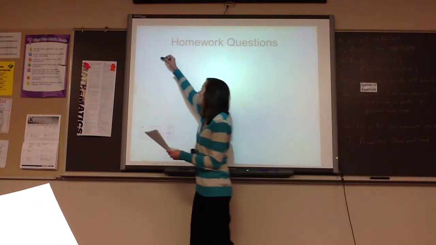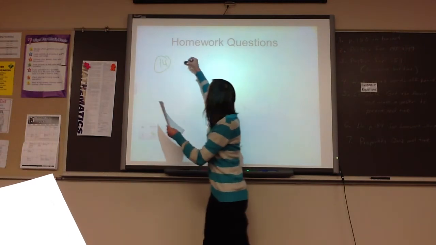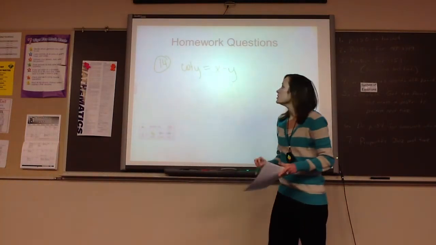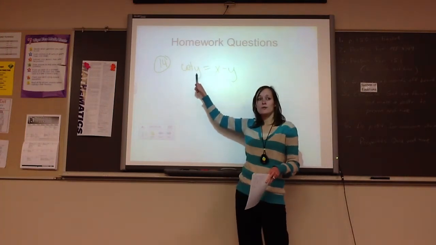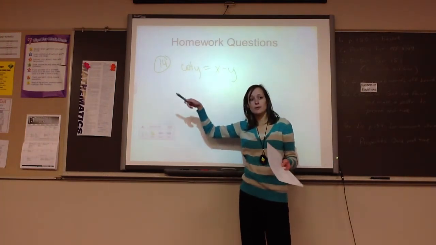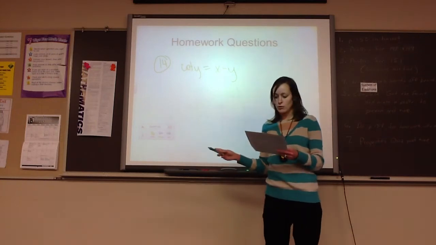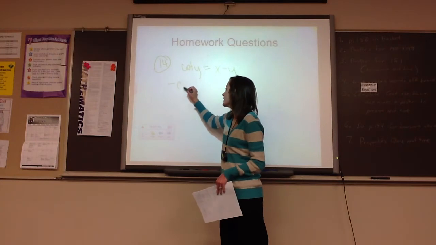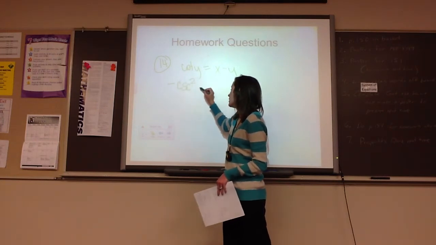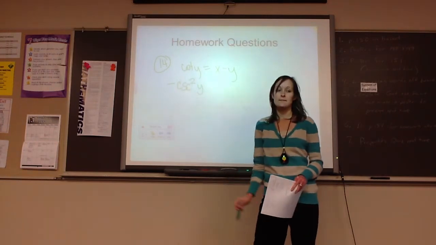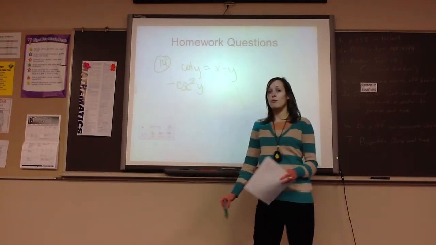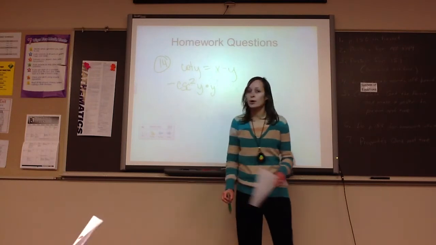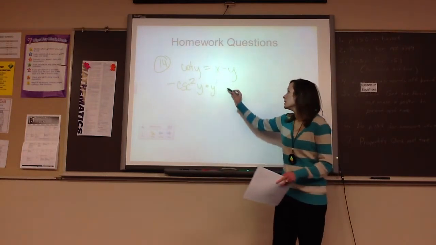Alright, number 14 in the book states cotangent of y equals x minus y. Since it's just y and your coefficient is 1, you can go ahead and do the derivative of cotangent. You don't have to use the chain rule. The derivative of cotangent is negative cosecant squared y. Since you did the derivative of y, you have to multiply by y prime, or dy over dx.